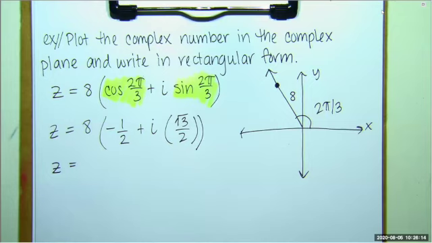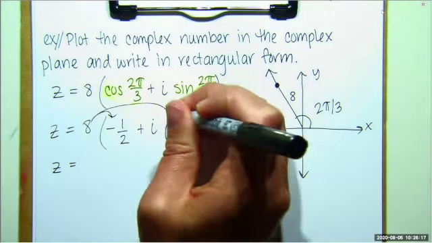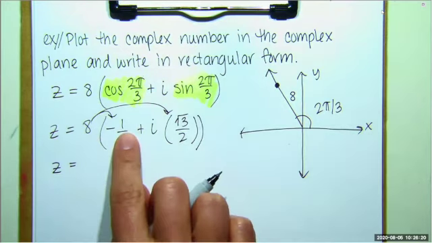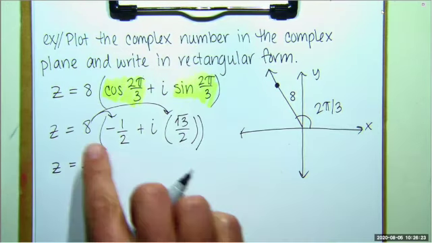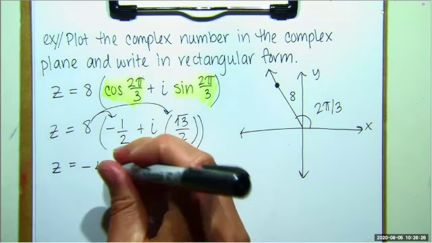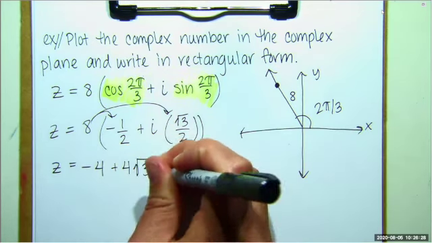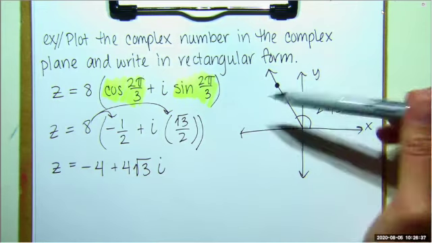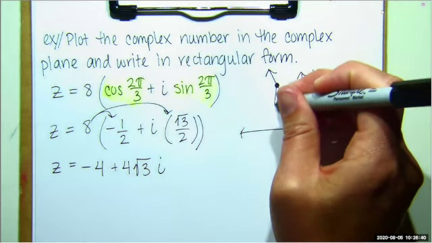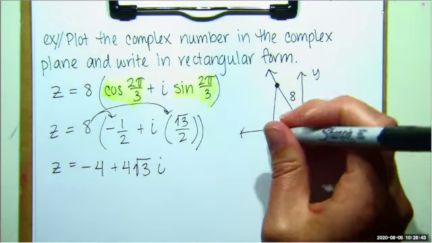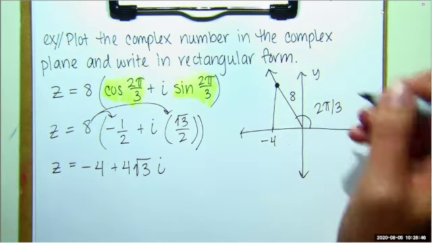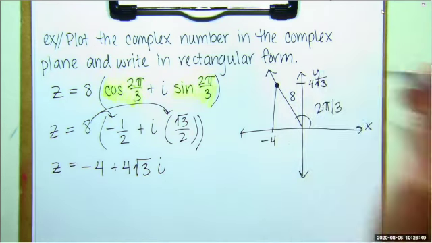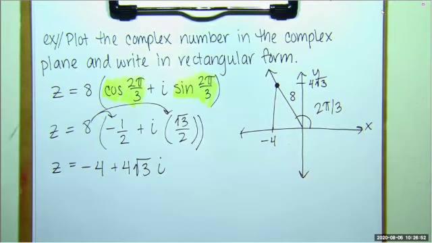So I'm going to distribute this 8 to both of these terms. And so 8 times -1/2 is -4. And 8 times root 3 over 2, 8 over 2 is 4, so we get 4 root 3i. Okay, so this is rectangular form. Now this problem, we should check visually that this makes sense. So if we look at this triangle, we got that x was -4, and we got that y was 4 root 3. Yeah, that looks about right. If you wanted to check this, you could check Pythagorean theorem, but this looks good.